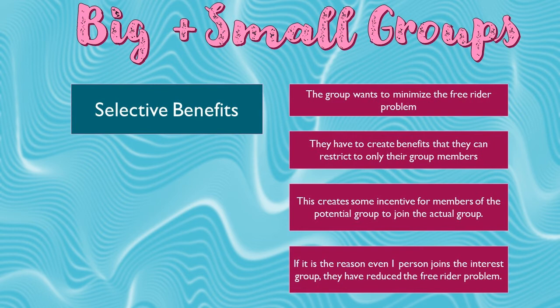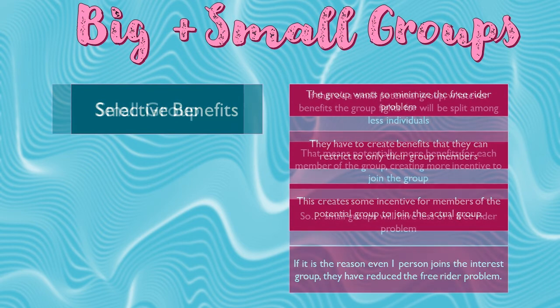So with selective benefits, it's a lot like voter turnout. If selective benefits cause even one person to join the interest group, then they have successfully reduced their free rider problem. And so this is a thing that a lot of interest groups will offer to try to lure members of the potential group to join the actual group.